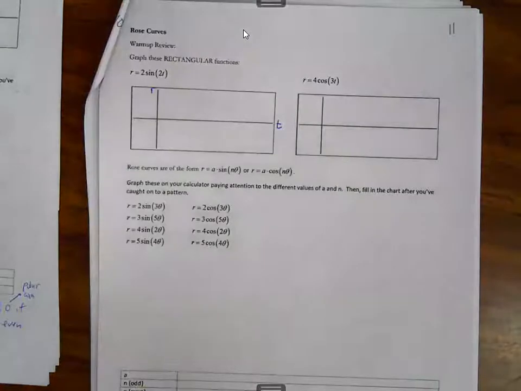So that's R equals 2 times the sine of 2t. Can anyone tell me anything about that sine curve?